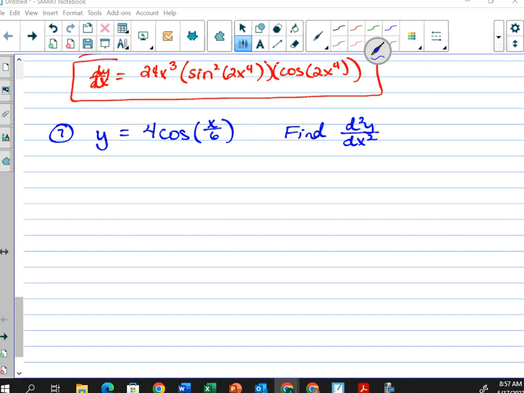You do not have to use the product rule because it's not a variable times cosine. It's just a leading coefficient. It is essentially chain rule because it's x over 6. Well, what's the derivative of x over 6? There you go. So it's like baby chain rule.